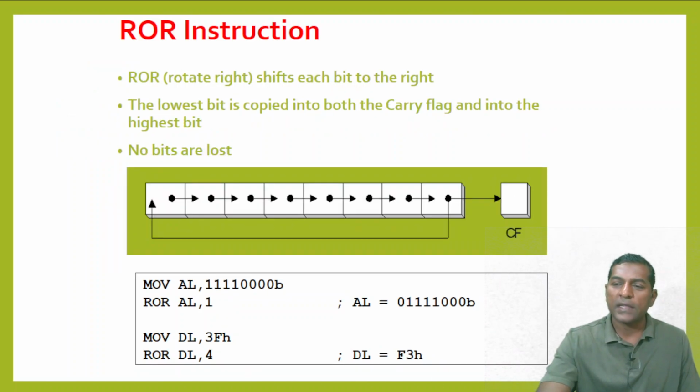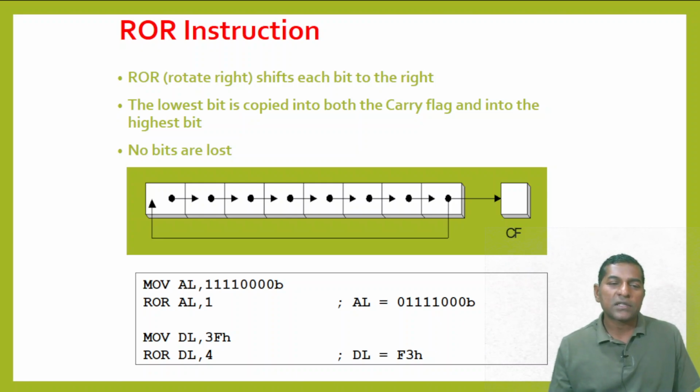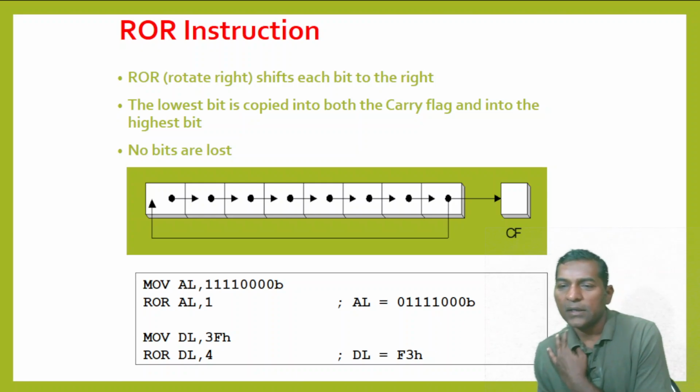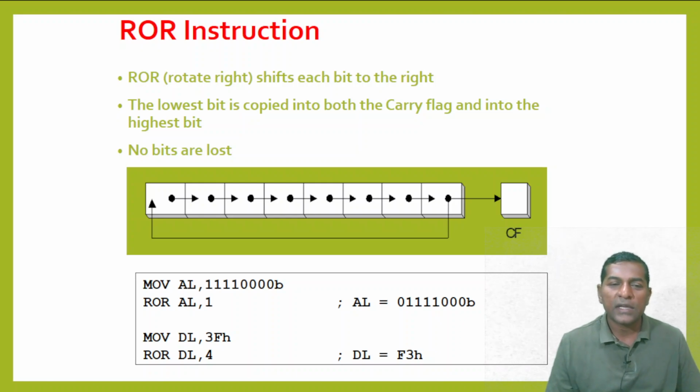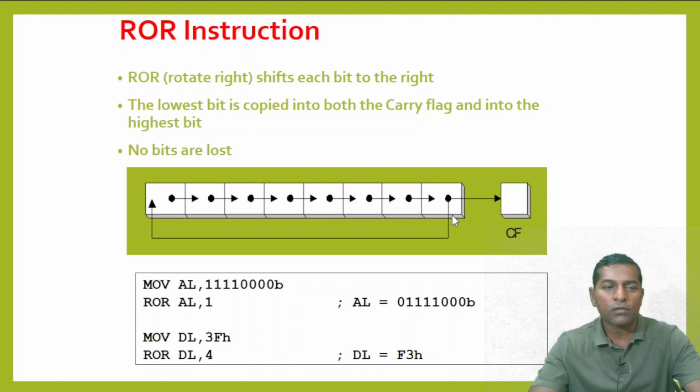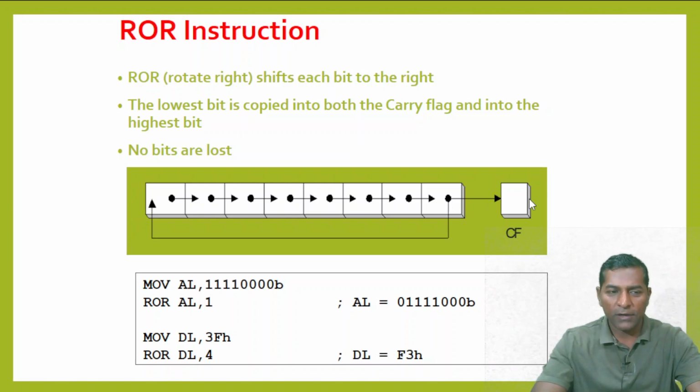Then the ROR instruction. The ROR instruction is the same as the previous instruction, but here we are rotating the contents in the right direction. So during this we are again not using the carry flag for rotation, but the information will be transferred from the lowest bit into the carry flag.